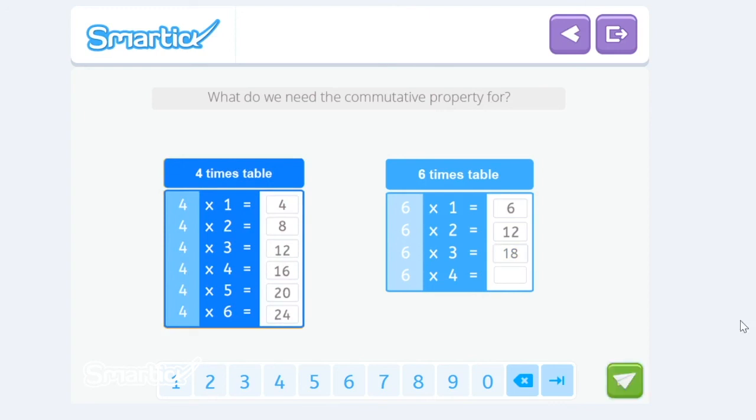Okay, since 4 multiplied by 6 equals 24, that must mean 6 multiplied by 4 is also equal to 24. Good work! Now keep practicing.